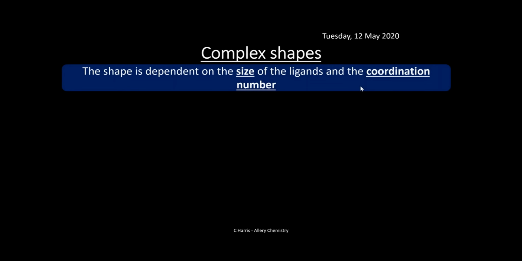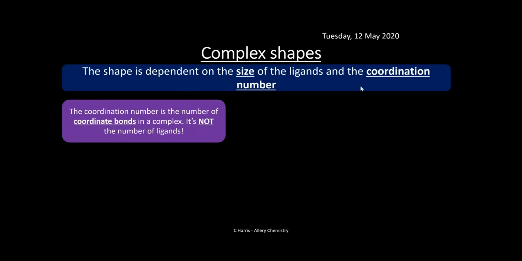Remember we said that you can get complexes that come in different shapes. So we're going to look at the shapes here. The shape is dependent on the size of the ligands and the coordination number in our complex. I must emphasize this because sometimes people write down the wrong thing or get a little bit confused. The coordination number is the number of coordinate bonds in the complex. It's not the number of ligands, okay? For example, EDTA can form 6 coordinate bonds, but there's only one ligand. So the coordination number for a complex with EDTA is 6. It's not the number of ligands, so it's not 1, okay?